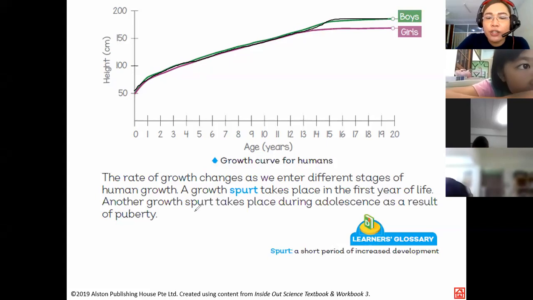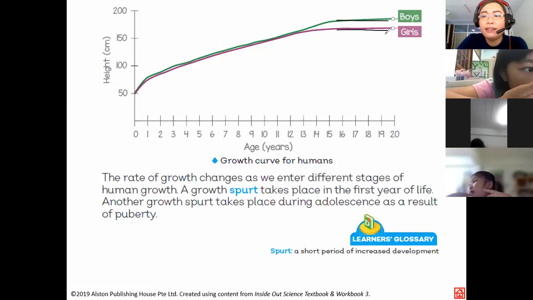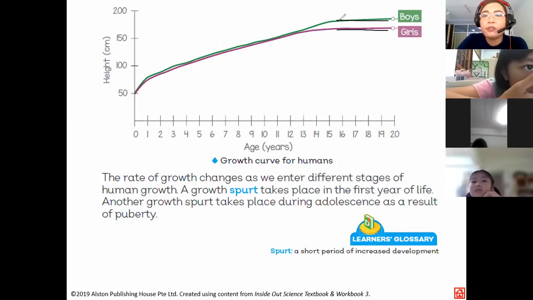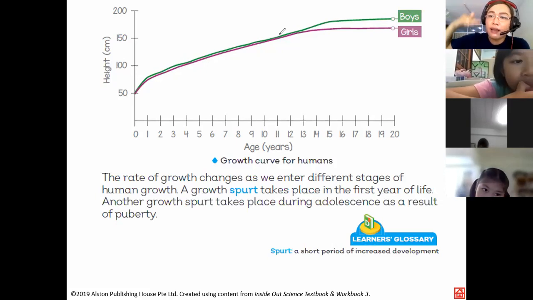Okay, I have a question. If the growth spurt is like this, what does it mean? What does it mean if the line is straight? If the growth curve is straight, what does it mean? Anyone? What does it mean if it's a straight line? If it's a straight line, the growth spurt stops, okay? If it's still like this, a vertical line, that means the growth spurt is still going on. The height is still growing, or the height is still increasing.